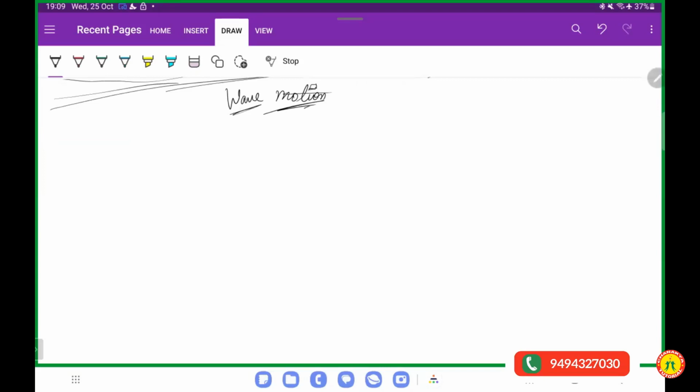Now, wave means it's just a disturbance from a particle, moving from one point to another point in the form of a wave. So that motion is called wave motion.